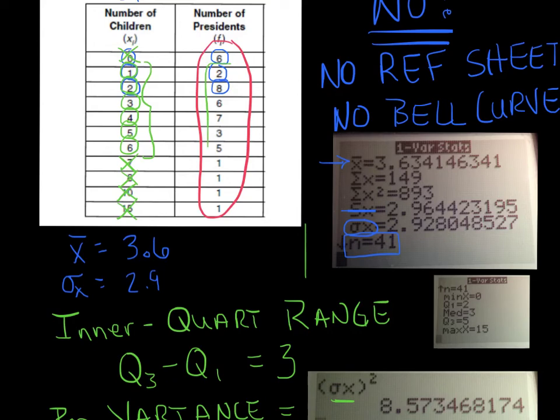You need to grab the frequencies that corresponded to those values and add up this list over here. 2 and 8's 10, 23, 26. I think about 31 different presidents had a number of children that fell within 1 standard deviation.